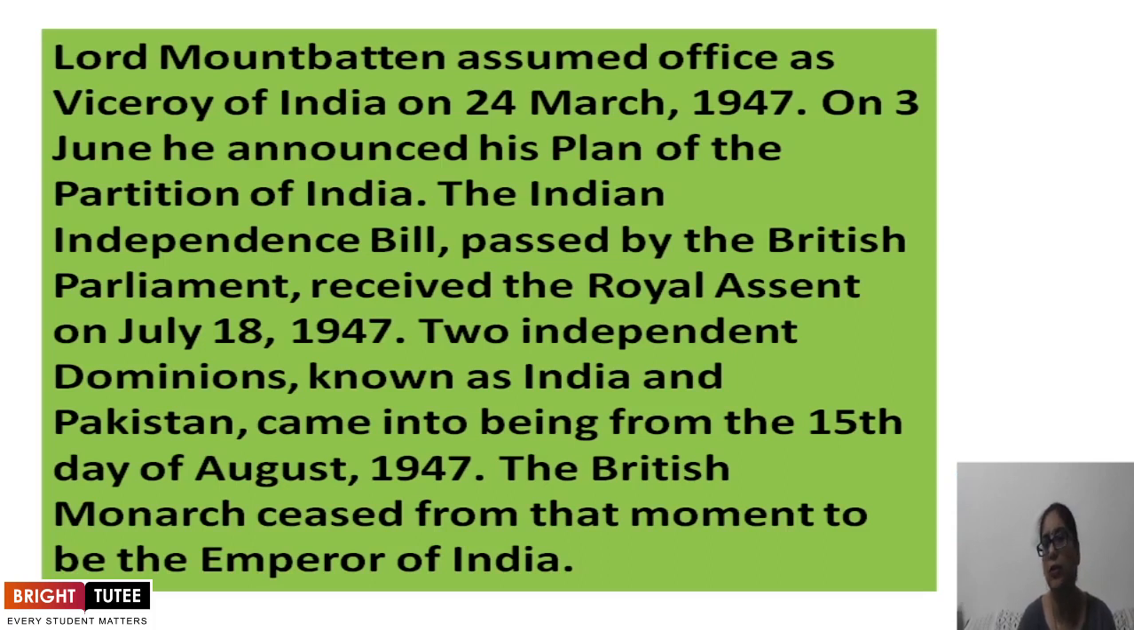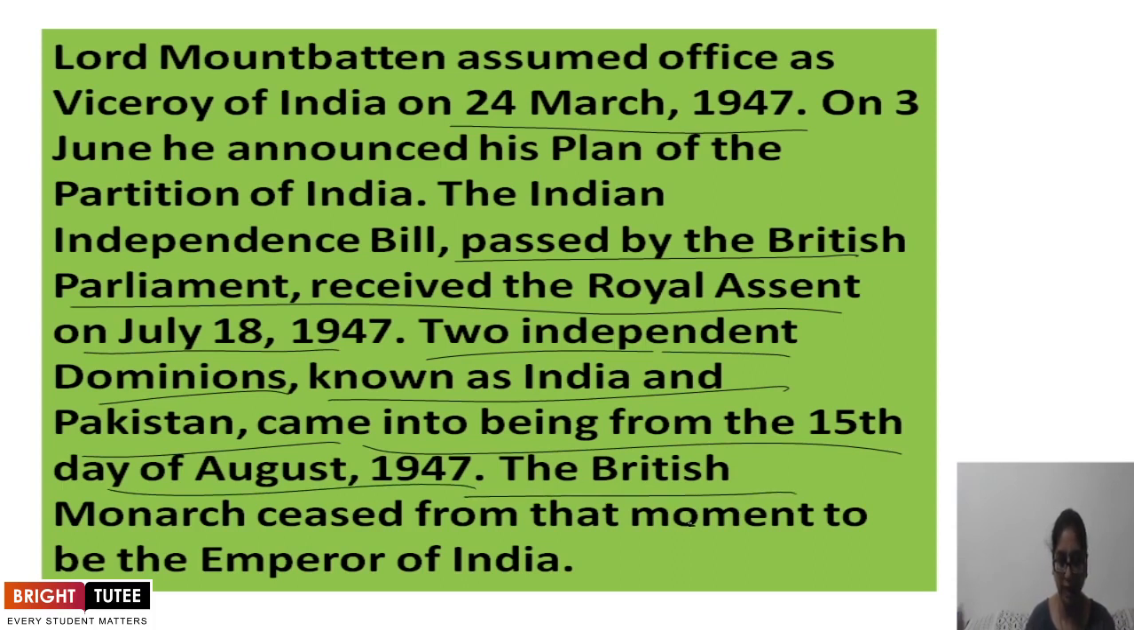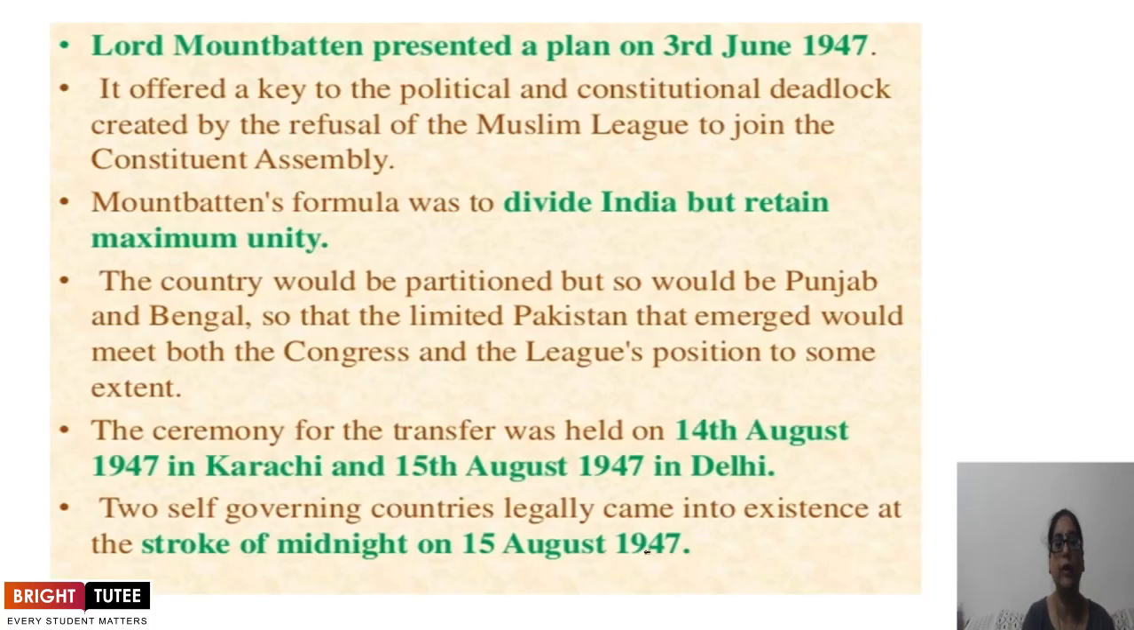Now let's start the story from Lord Mountbatten. He assumed office as Viceroy of India on 24th March 1947. On 3rd June, he announced his plan of partition of India. The Indian Independence Bill passed by the British Parliament received the royal assent on July 18, 1947, and two independent dominions known as India and Pakistan came into being from the 15th day of August 1947. The British monarch ceased to be the emperor of India.